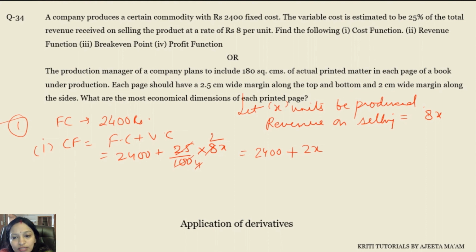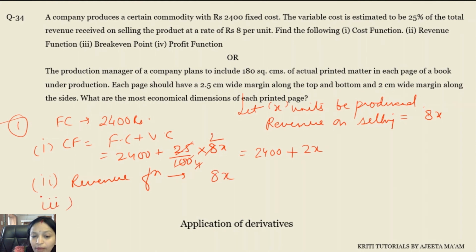Now the next. What do you have to find? Revenue function. वो हमने already पहले ही निकाल लिया है, but second part है वो, तो वो second पे ही लिखेंगे आप. Though you have found it first before using the first part. Okay, so this is 8x.